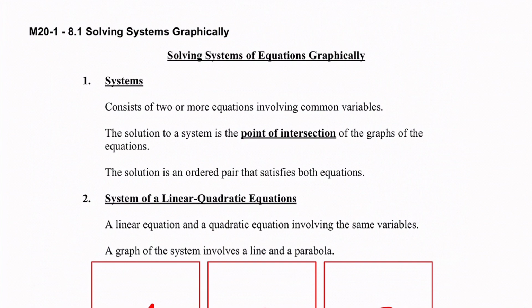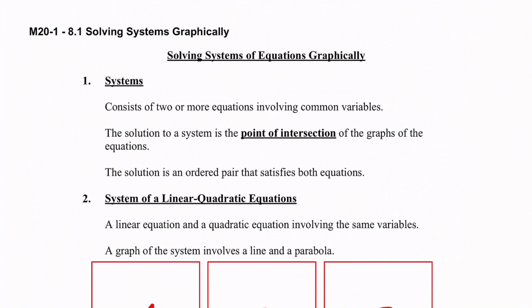So what we're going to be doing in this unit, you've actually done previously in Math 10. The only thing new is going to be that we're going to have some quadratic stuff. In Math 10, you never saw quadratics. You only had linear stuff. It was all lines.